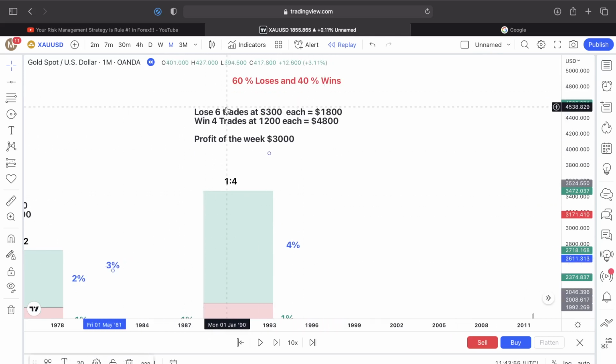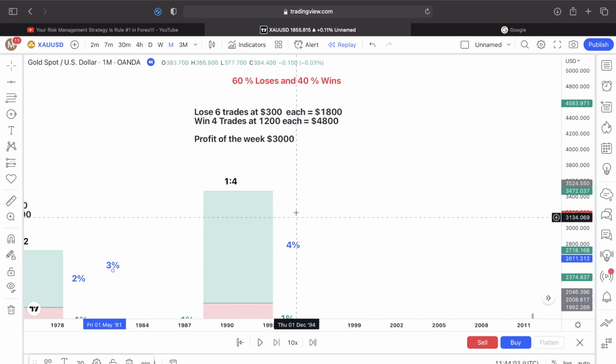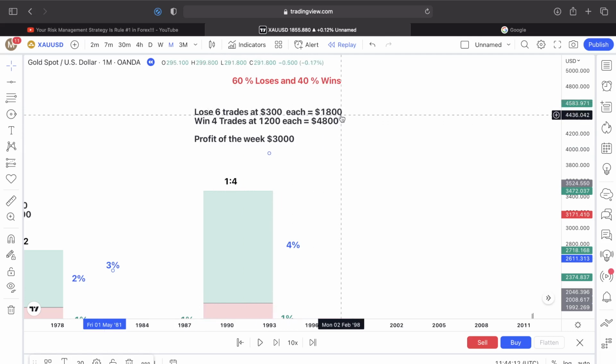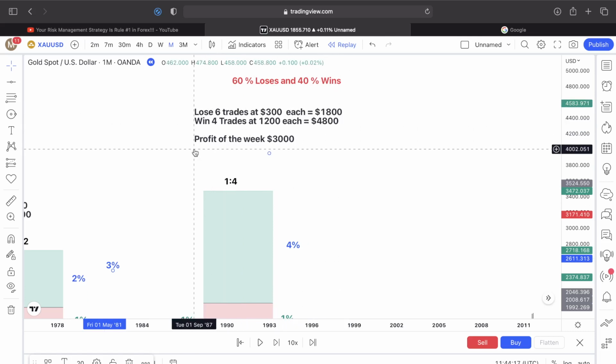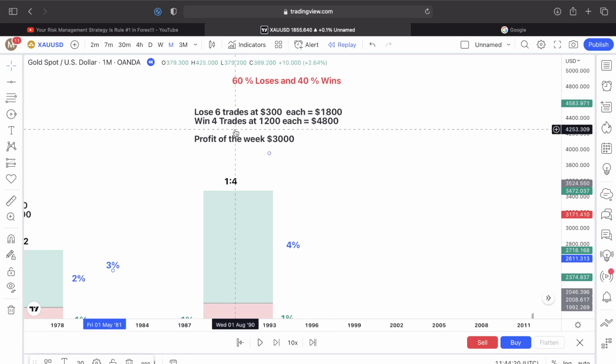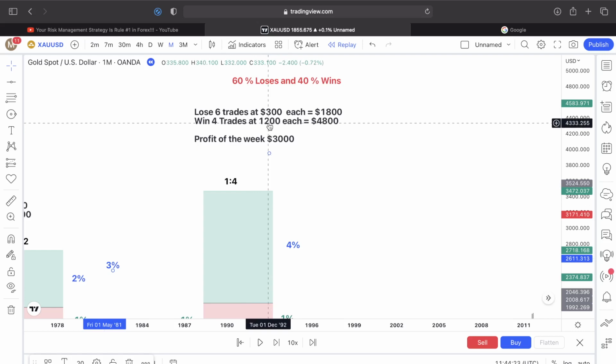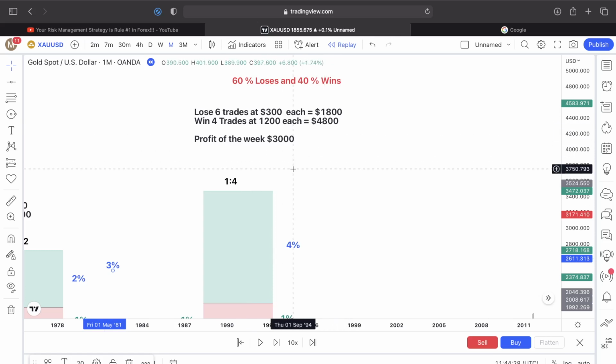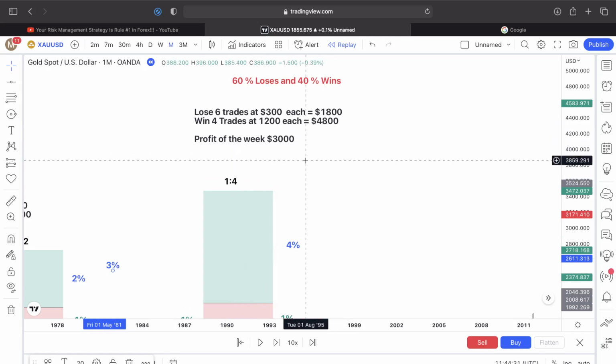Now 60% losses. Let us say you lose $300 on each trade, and then you have 6 losses. So 6 losses, each trade is $300. That makes $1,800. So now imagine you win again only 4 trades, and those 4 trades equal $1,200 each, and then you're gonna make $4,800 in a week, and then the overall profit will be all of a sudden $3,000. That's how you need to see how trading works.